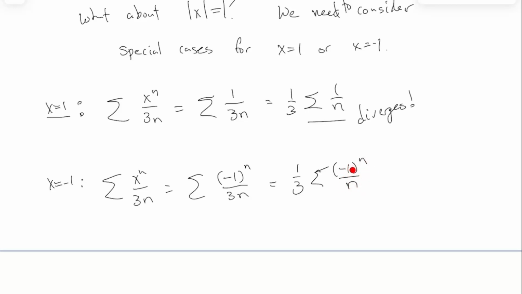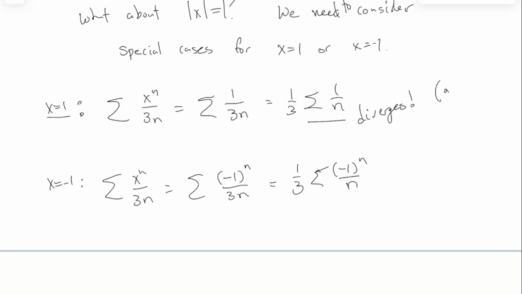Does anyone remember this? Does that converge or diverge? This we also talked about. This is called the alternating harmonic series. And this one converges. It converges to like the natural log of 2. It has some weird value. But anyway, this one converges.